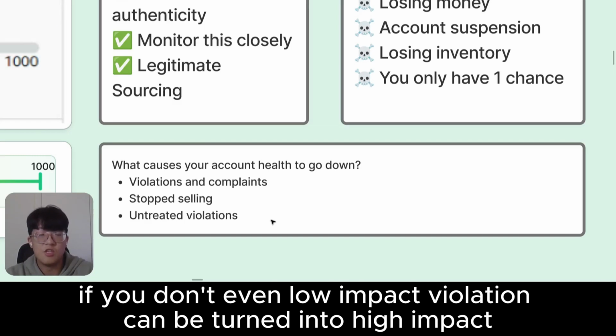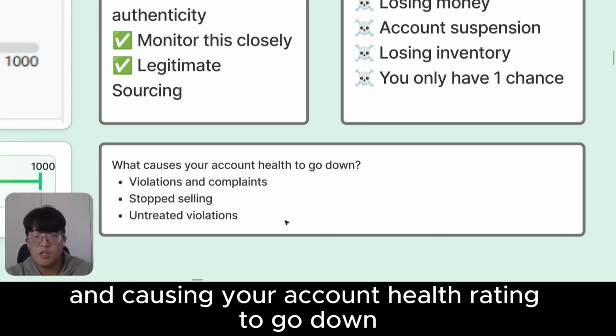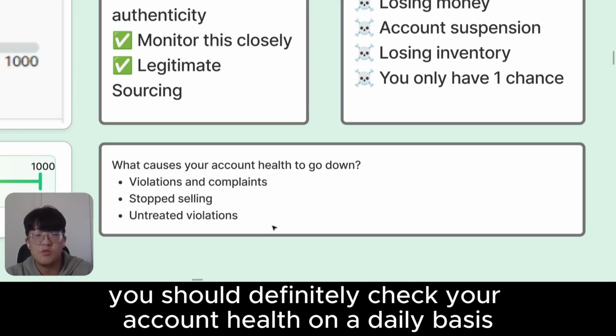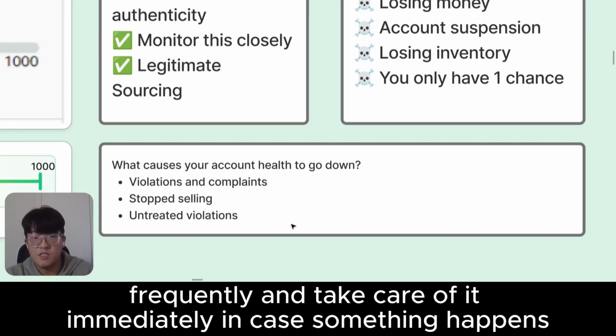If you don't, even a low impact violation can be turned into high impact and affect your account health rating, causing your account health rating to go down if it's left untreated. So the best practices, you should definitely check your account health on a daily basis frequently and take care of it immediately in case something happens.